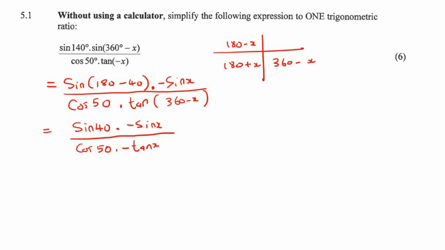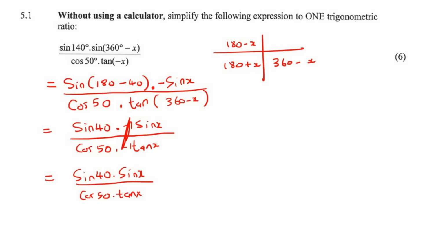All right, now some learners panic when they see these negatives. They think, oh, we can't cancel these because this one is for sin and this one is for tan. It's actually not true at all. You could think of these as negative ones if you wanted to, and they can cancel each other now. So what we are left with is sin 40 times sin x over cos 50 times tan x.